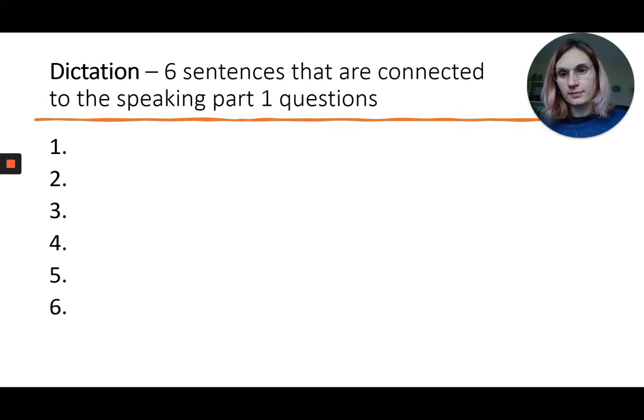Sentence 6. I would like my house to be bigger, but I like everything else about it.